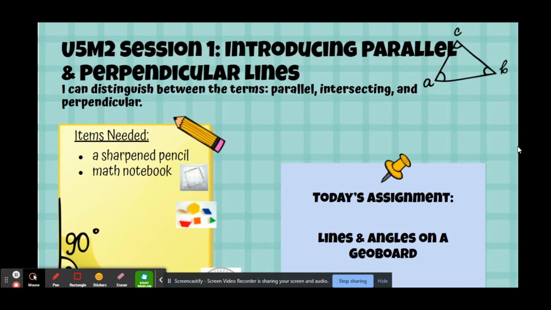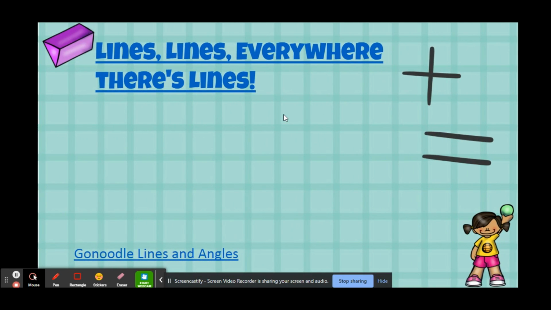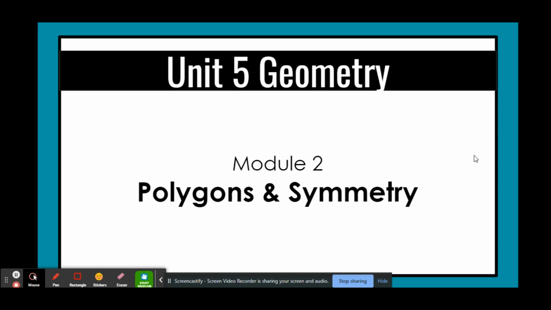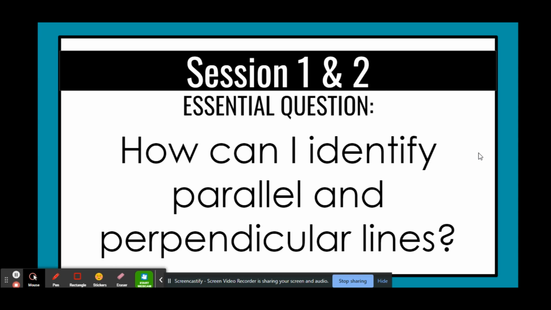Good morning. Today we're working with parallel and perpendicular lines, and we are going to be working on the Geoboard to show some of those lines in our two-dimensional shapes. We're entering Module 2, Polygons and Symmetry this week. We'll be working with quadrilaterals, triangles, lines of symmetry, and today we're wrapping up with the parallel and perpendicular.